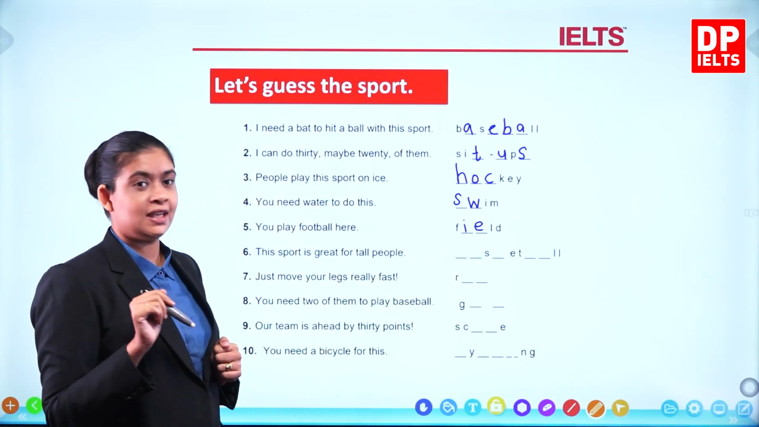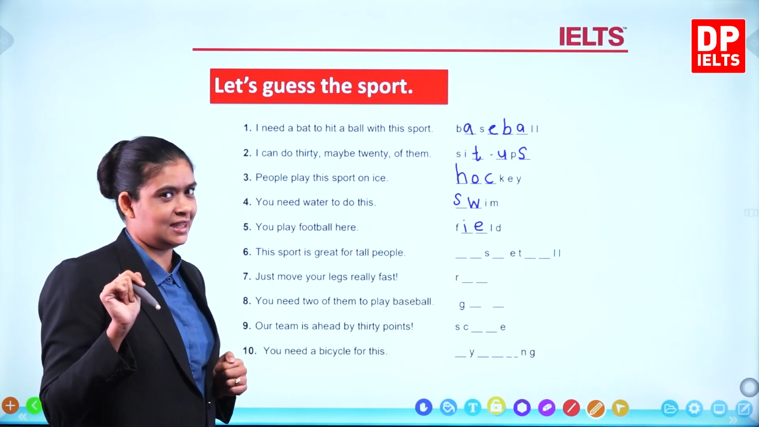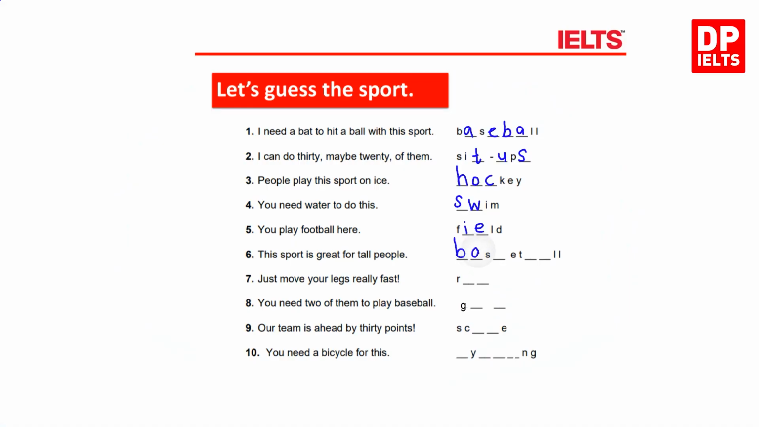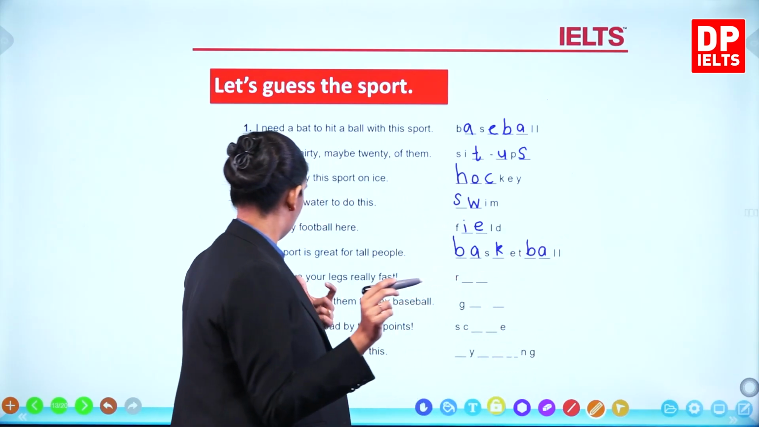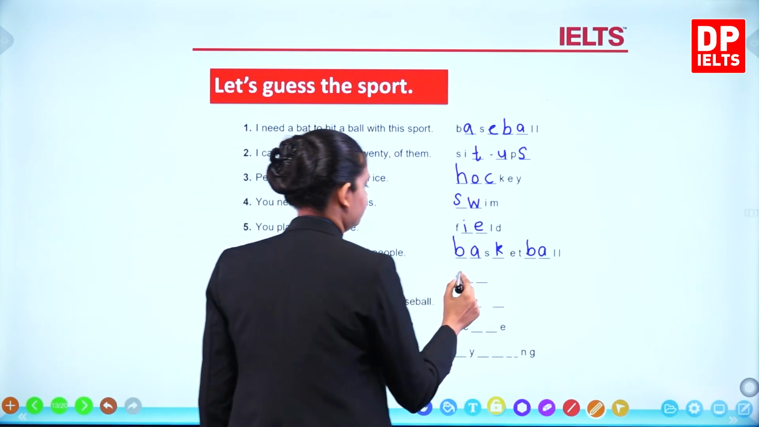This sport is great for tall people. When you're really tall, this is a nice sport. What is that? Basketball. Just move your legs really fast. Run.